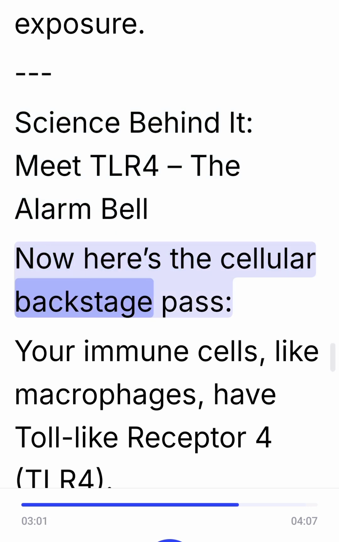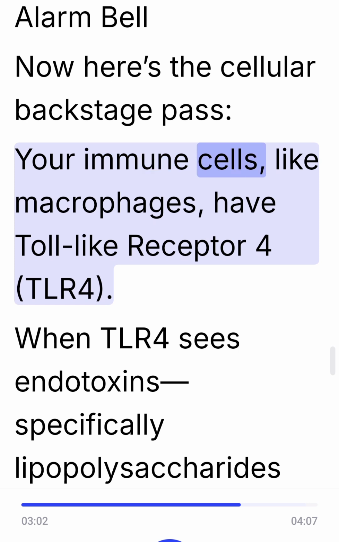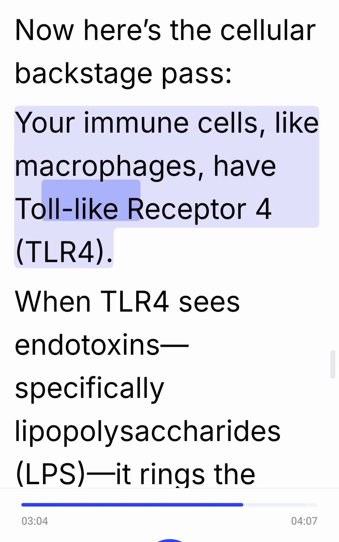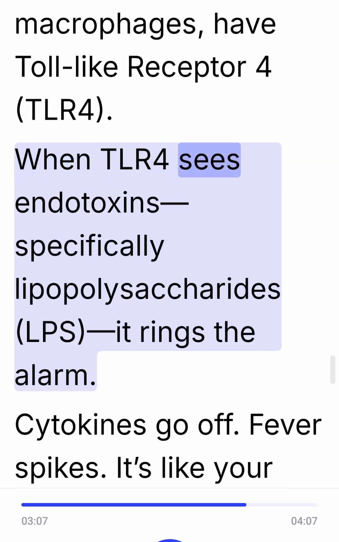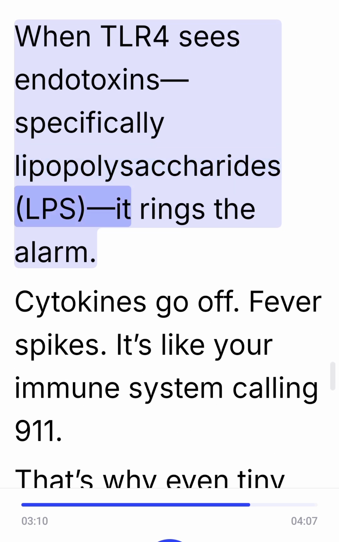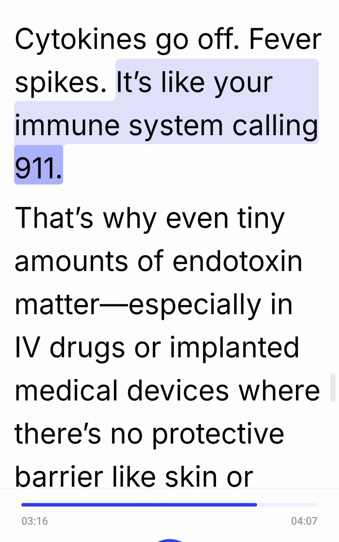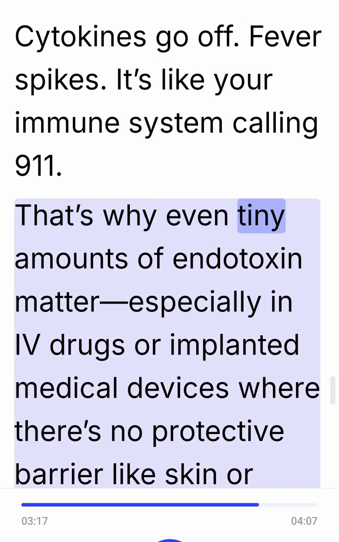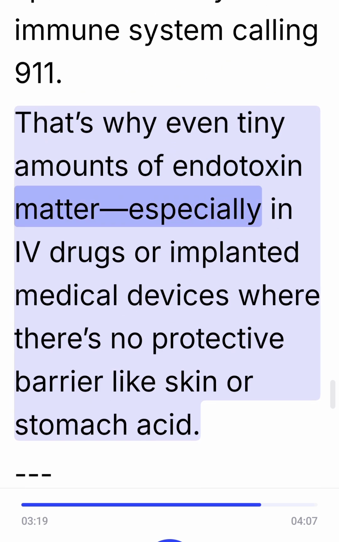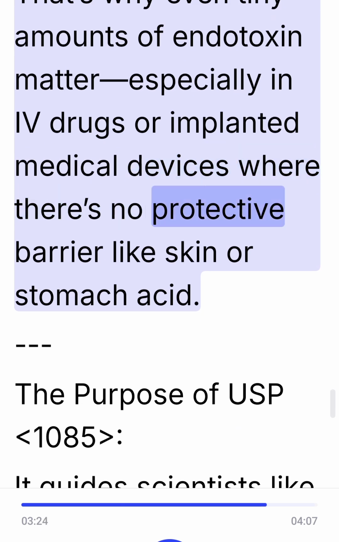Science behind it, meet TLR4, the alarm bell. Now here's the cellular backstage pass. Your immune cells, like macrophages, have toll-like receptor 4, TLR4. When TLR4 sees endotoxins, specifically lipopolysaccharides, LPS, it rings the alarm. Cytokines go off, fever spikes. It's like your immune system calling 911. That's why even tiny amounts of endotoxin matter, especially in IV drugs or implanted medical devices where there's no protective barrier like skin or stomach acid.